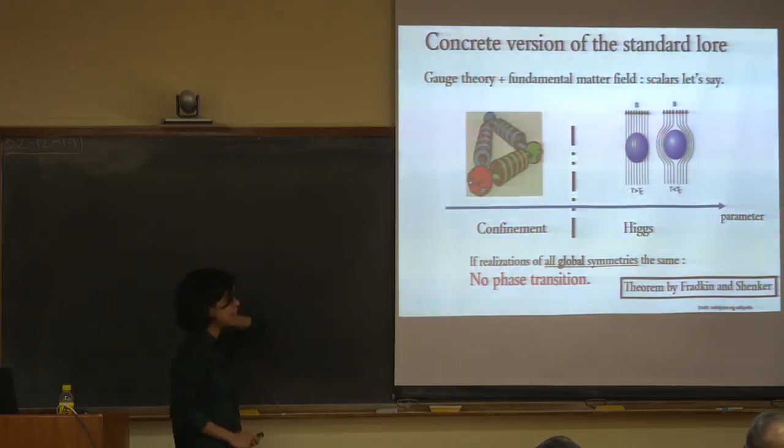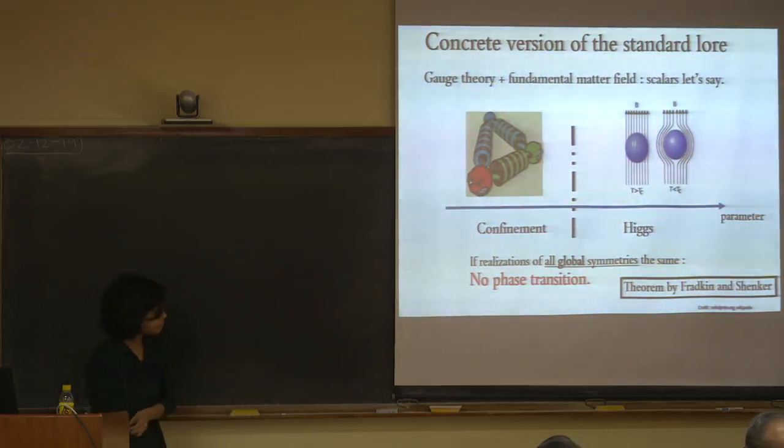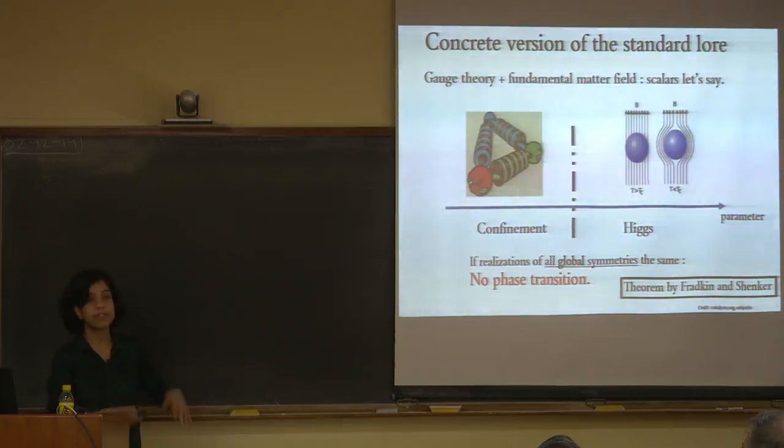What they showed is that as you are dialing the parameter to go from one regime to the other, if there is no global symmetry whose realization can change from one regime to the other, then there is no phase transition. And here all the global symmetries are zero-form symmetries? Yeah, for them that's what they considered. That's right. But the theorem may still hold for higher form symmetries. But yeah, for them it was just that.